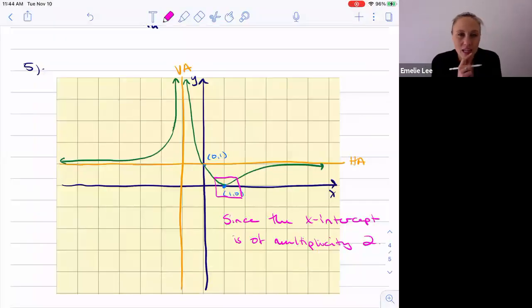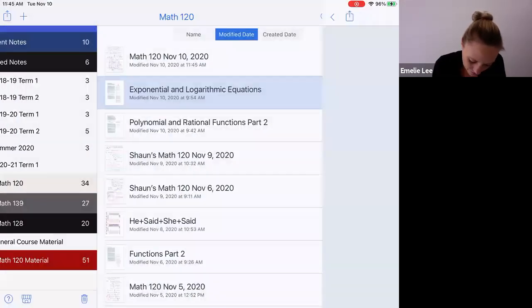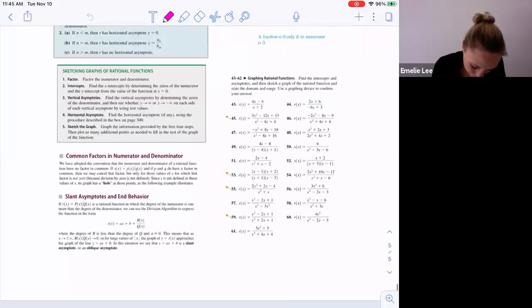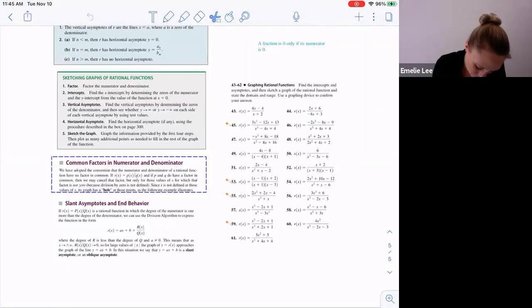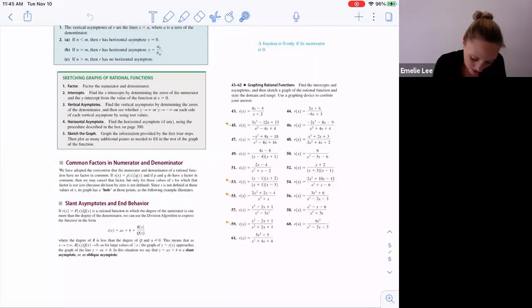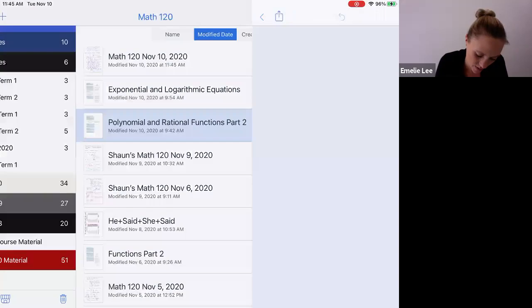So the last thing in 3.6 that I want to talk about, because it might come up, is if we have some common factors in the numerator and the denominator, what happens? Remember that we've been assuming that we don't have any common factors. I'm going to skip the slant asymptotes and end behavior. We don't really need to bother with that.